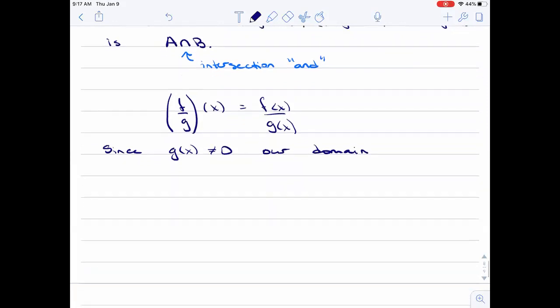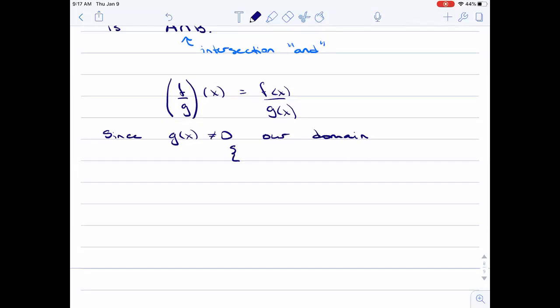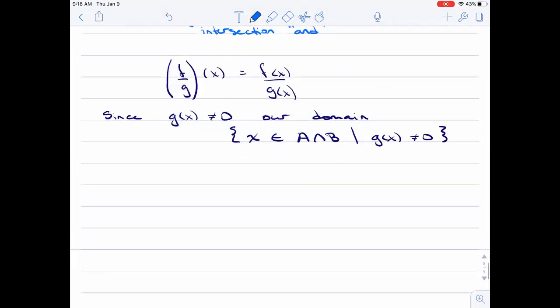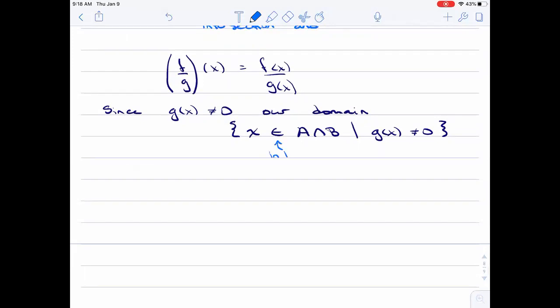our domain we can write as, let's get a little crazy, curly bracket, we'll use set notation, so x, have you guys seen the "is in the set" symbol? x is in the set A and B such that, or given that, g of x is not equal to 0.